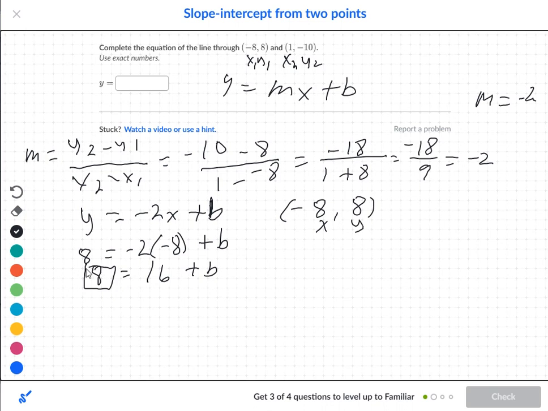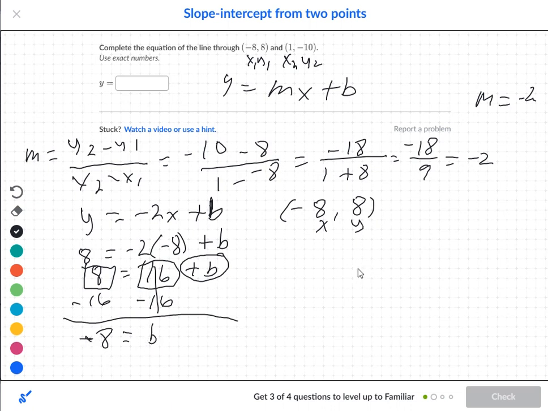So now I want to box my numbers. Now I want to circle my letters. So now I want to get the circle by itself. So I subtract by 16. I have a negative 8. These will cancel out, and this gives me b. So b is equal to a negative 8.